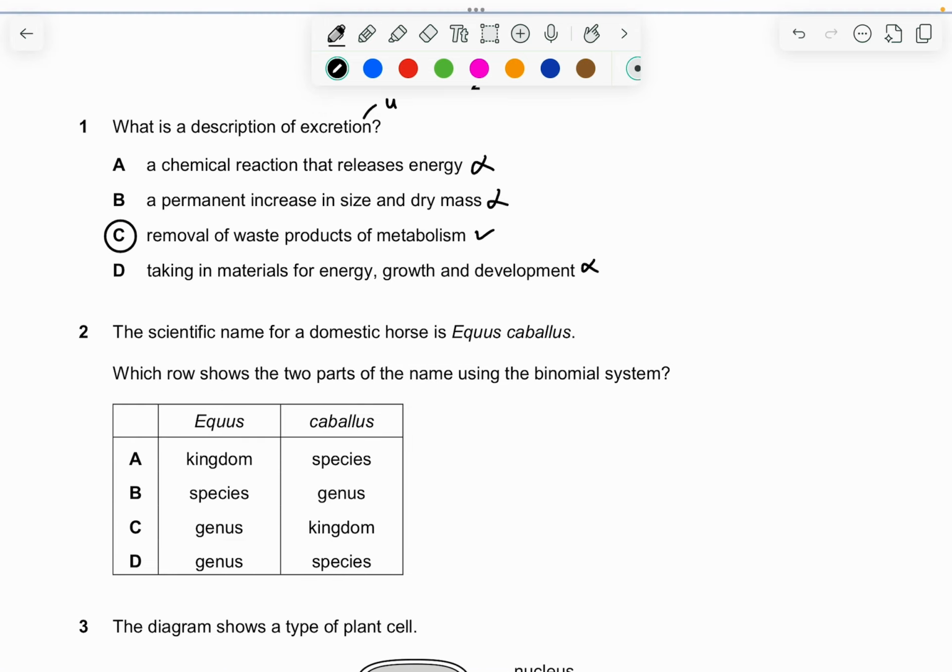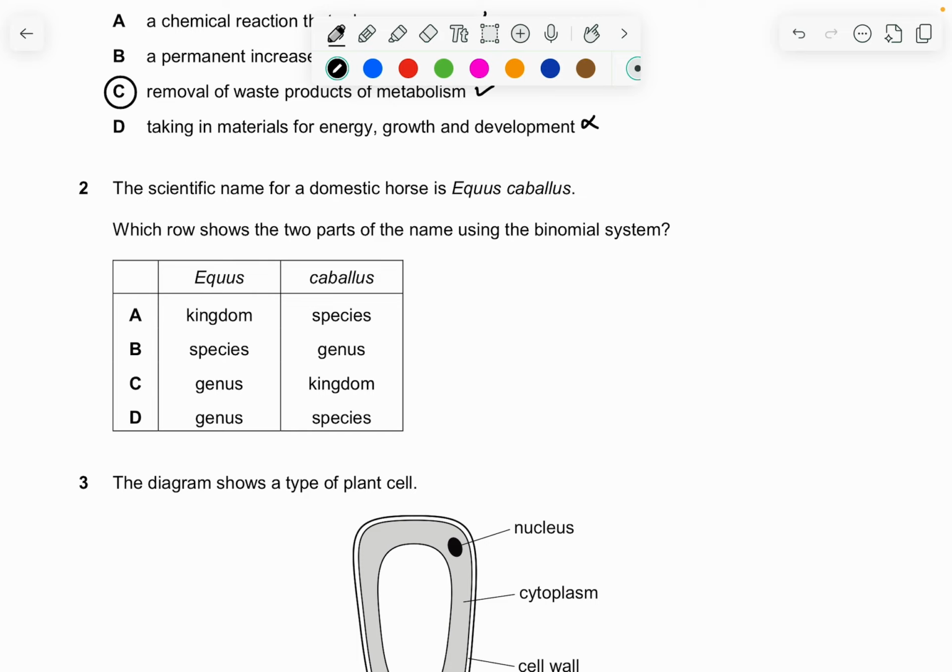Question 2. The scientific name for a domestic horse is Equus caballus. Which row shows the two parts of the name using the binomial system? So the one with the capital letter is the genus, and the caballus, which has the small c, is the species. So the answer is D.